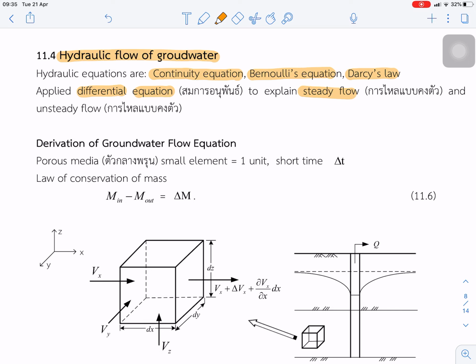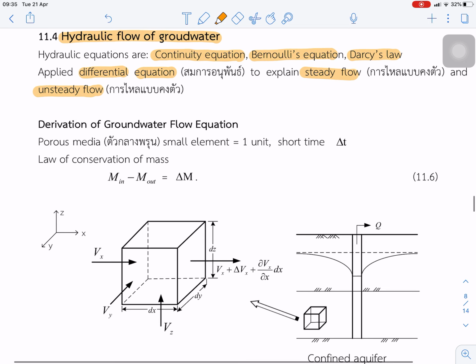We call the steady flow, it means that it doesn't change with time, and unsteady flow, it means it changes with time. Okay, and let's start from the derivation of the groundwater flow equation for a confined aquifer.